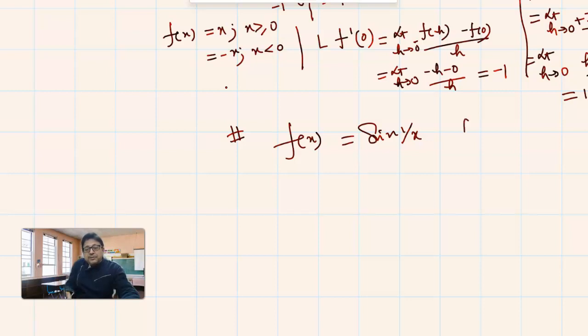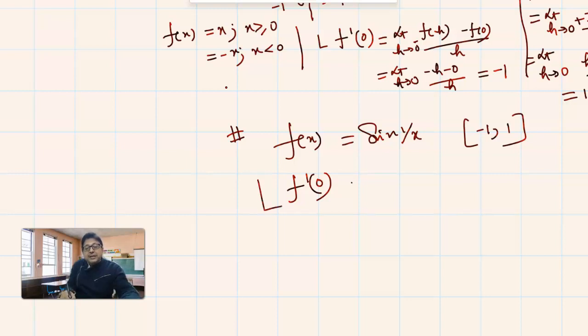Suppose they have asked you to check it in the interval minus 1 to 1. Let us check why it is not applicable over there. At x equal to 0 again we suspect it is not differentiable. So we will find the left-hand derivative f dash 0 first.